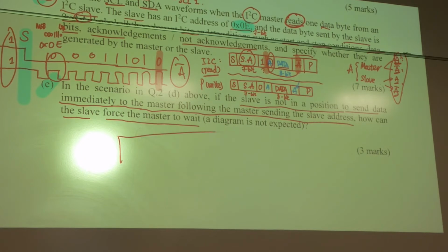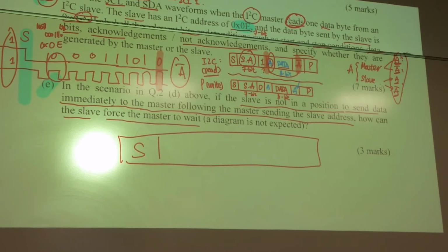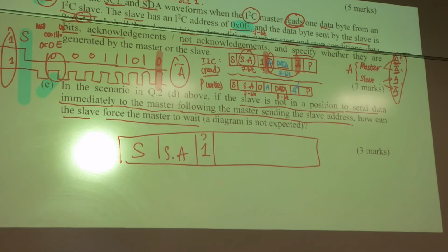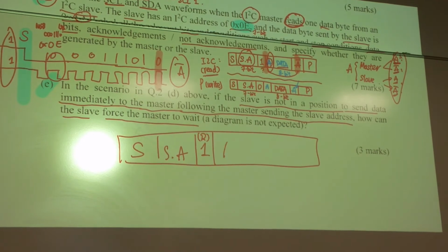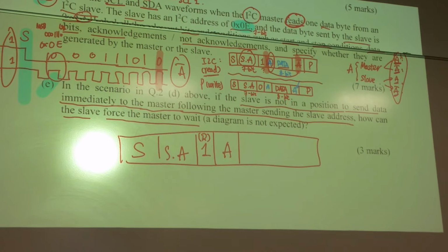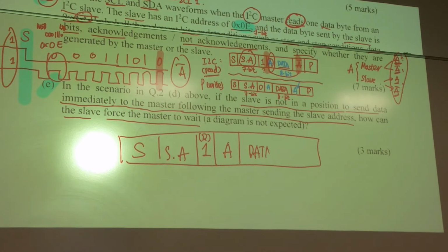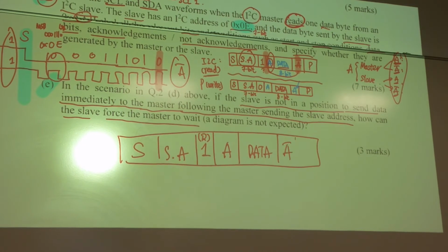Which means, just now you have S, then you have the slave address. You have a 1 here indicating read, and your slave is sending A, and then you're sending data. And then you have a negative acknowledgement, and a stop. This is the process.